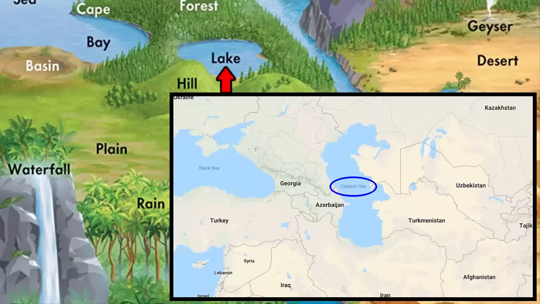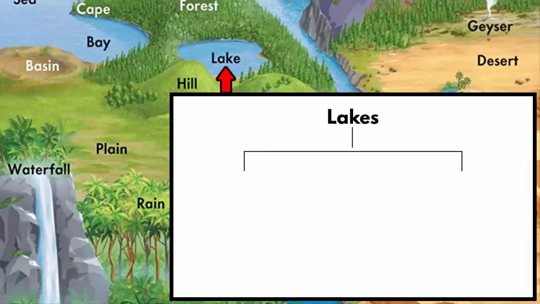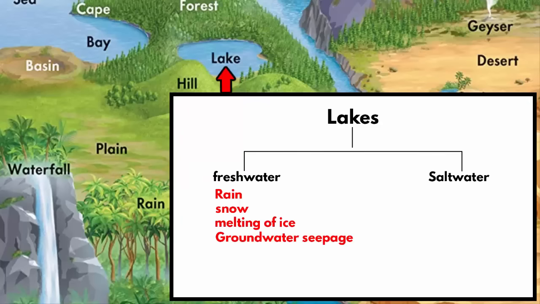The Caspian Sea in Europe and Asia is the world's largest lake. Then there is Aral Sea, Dead Sea. Lakes are both freshwater as well as saltwater. But most of them are freshwater. You can figure that out by looking at the water source. Saltwater lakes usually exist near coastal areas.